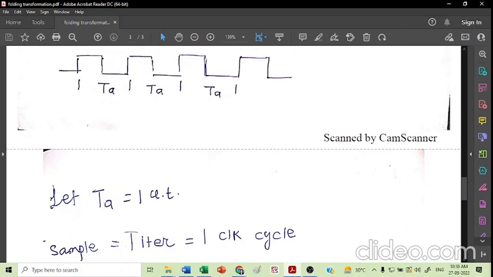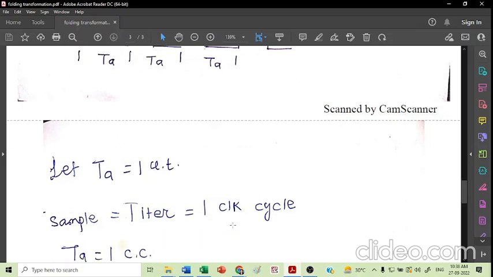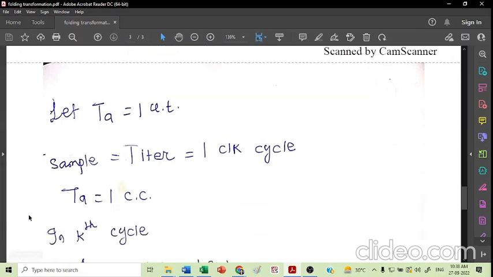Now let us have TA equal to 1 unit time. So T sample is equal to T iteration, which is equal to 1 clock cycle. So TA is equal to 1 clock cycle.